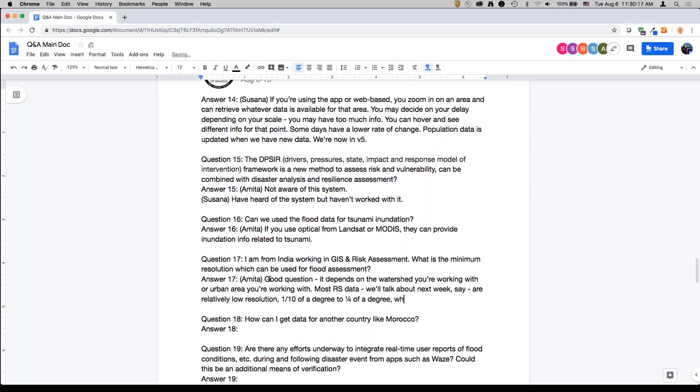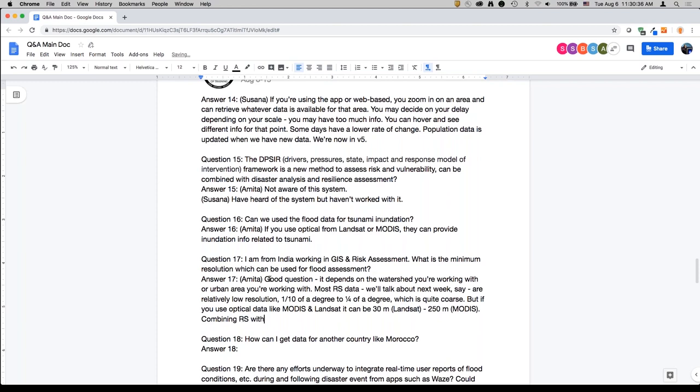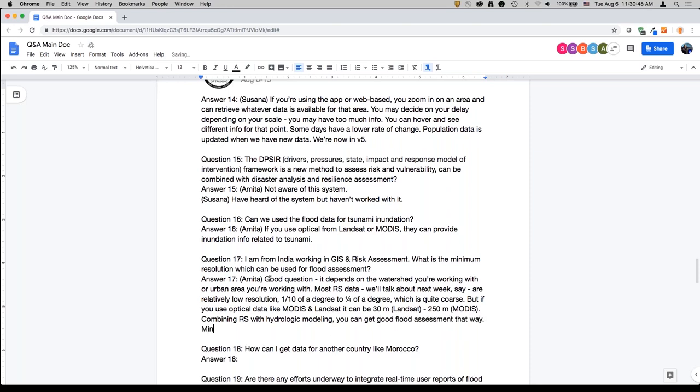But if you use optical data like MODIS and Landsat, they can be 30 meters to 250 meters. So these are the resolutions available from remote sensing data. Now, combining remote sensing data with hydrologic modeling, then you can get a good flood assessment that way. But minimum resolution would depend on the area you're looking at.